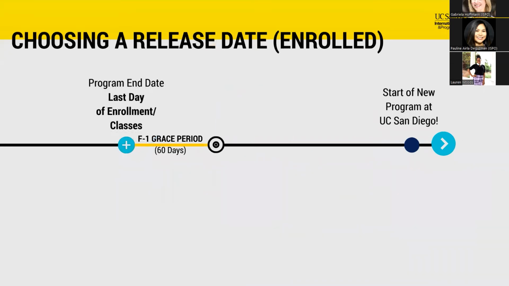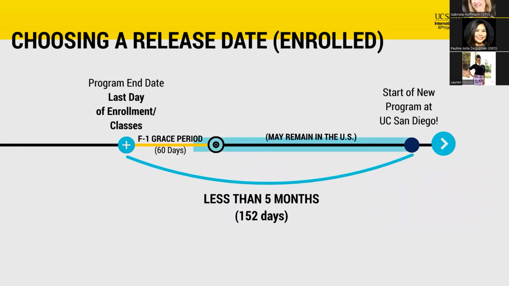So a big question that students usually have is, what is my release date? What date should I choose? Should I choose a later date, an earlier date? How does it impact enrollment or OPT? So what is important here, again, is that you need to request a release date within your grace period, okay? And the last day of enrollment, again, to the start of UC San Diego must be less than 5 months or 152 days.